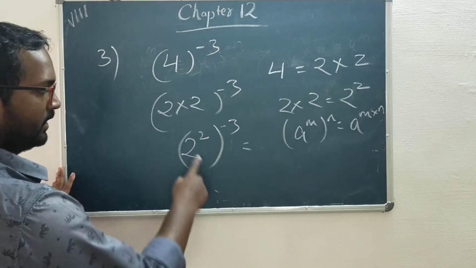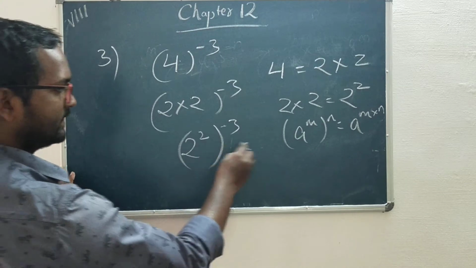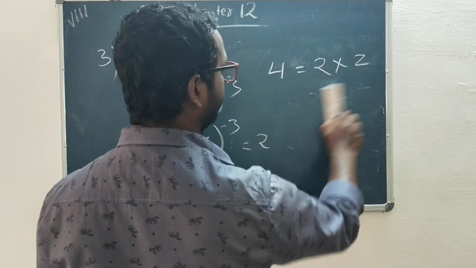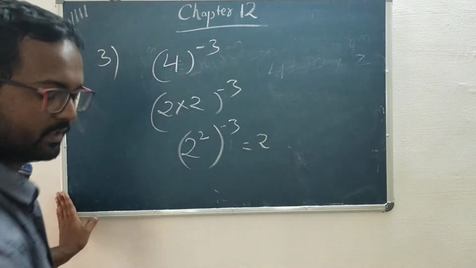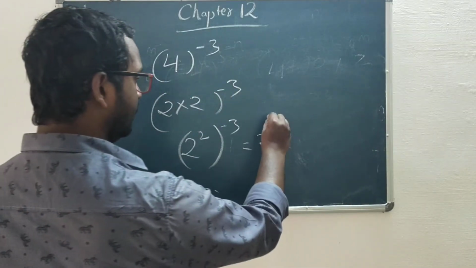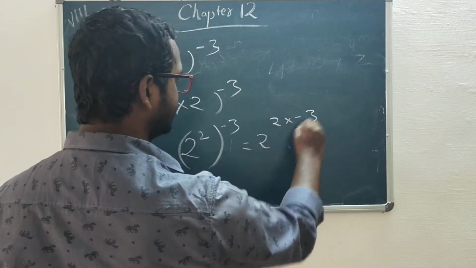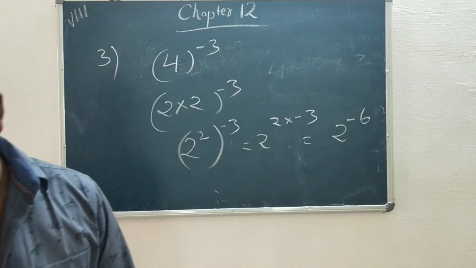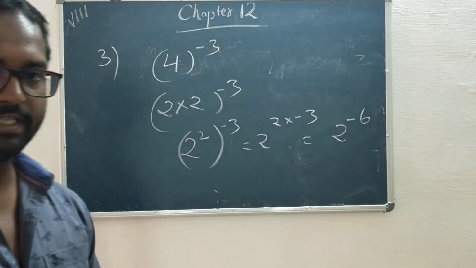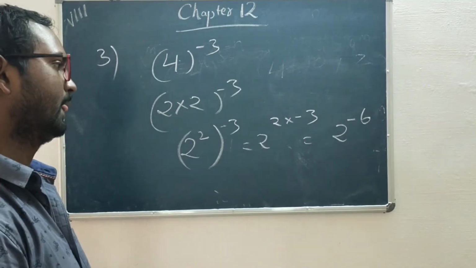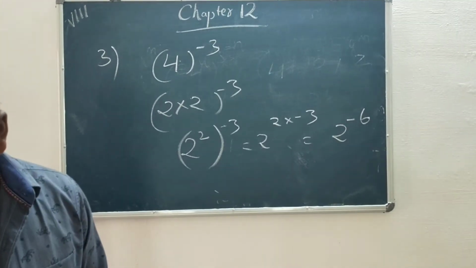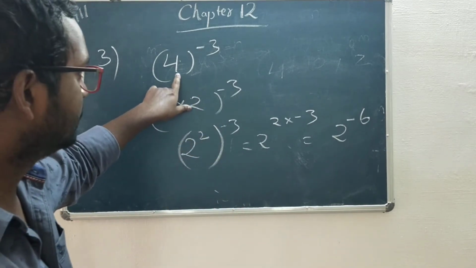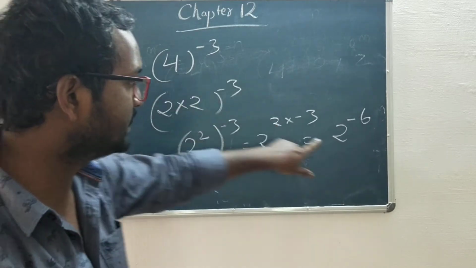So we will get 2 to the power minus 3, which can be written as 2 to the power 2 into minus 3, which is 2 to the power minus 6. So the final answer is 2 to the power minus 6. Okay. Now see, although we started with base 4, now the base is 2.